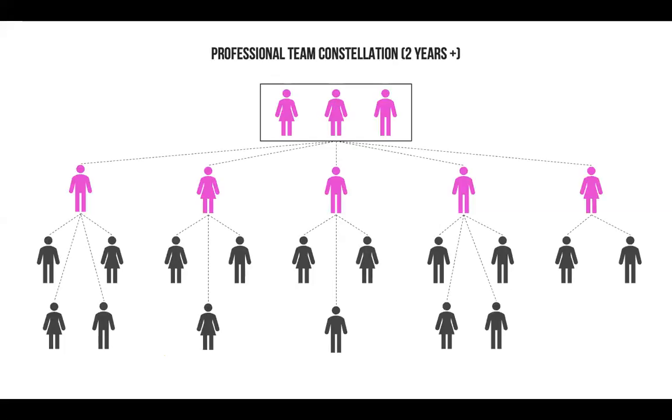Now coming to the end game, because that's where I want to bring everyone, and I hope to see that a bit more often with community organizations that we work with. That's the professional team constellation. 2 years plus, usually you have multiple areas of specialization. So it could be that one is focusing on sponsorship, one on finance, one on content, whatever, and they all have a big team where you have followers.